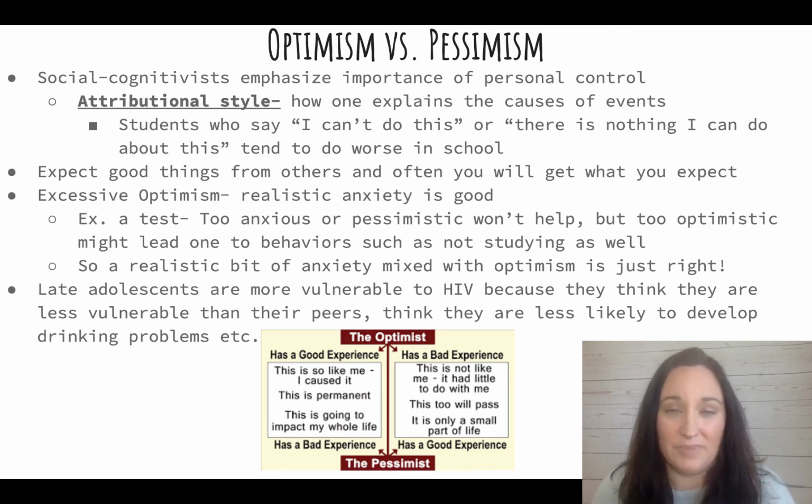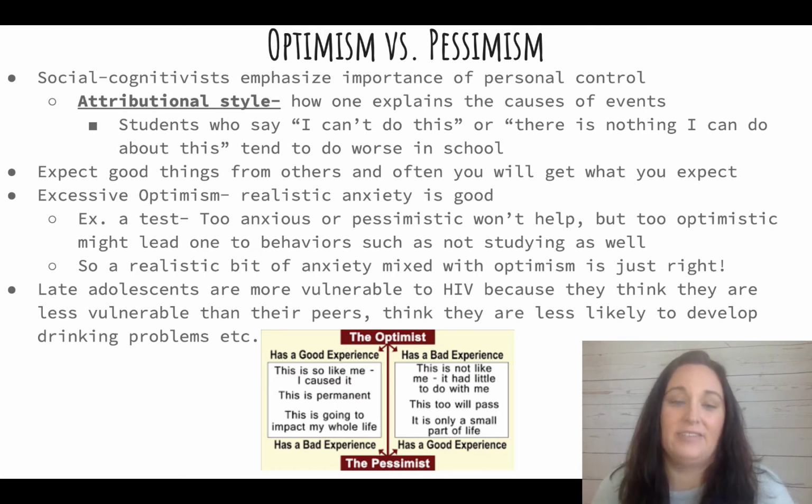Having a more optimistic perspective, an attributional style, is found to be more beneficial. Those that expect good things receive good things. However, excessive optimism is actually not good either, because if someone becomes overconfident, then they also don't do the behaviors that they should be doing, right? And so that often leads to problems of its own. So a realistic amount of anxiety mixed with some optimism is ideal.